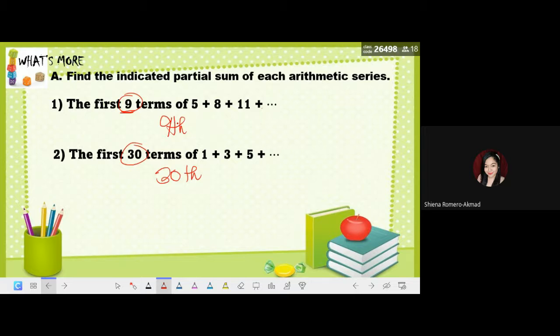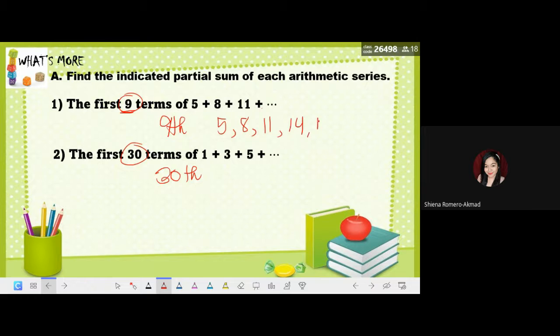Ang tanong, given ba yung last term? Given ba yung last term o hindi? Hindi po. Of course, the answer ay hindi. Dito siguro sa last, sa 9th term, pwede pa natin yung gawin eh, no? Gawin natin 5 plus 8 plus 11. Or kaya naman ang gawin natin is 5, 8, 11. Ano ba difference nila?